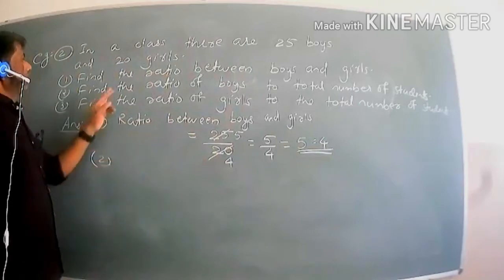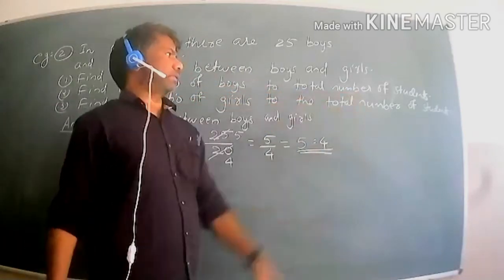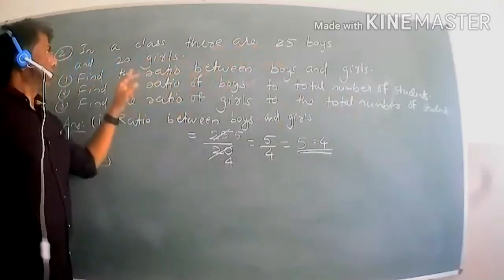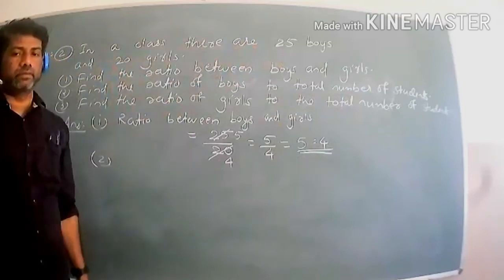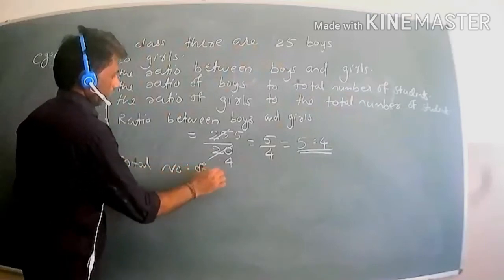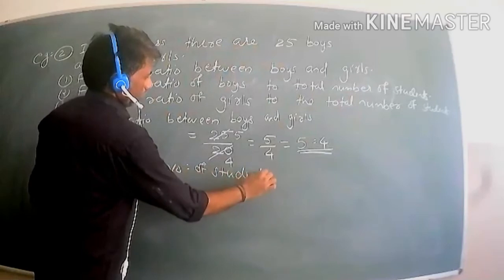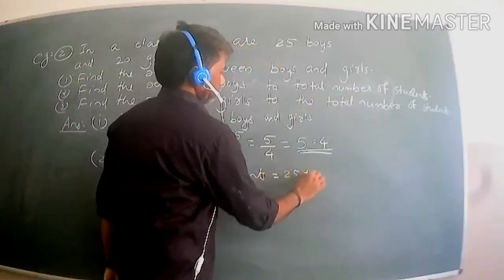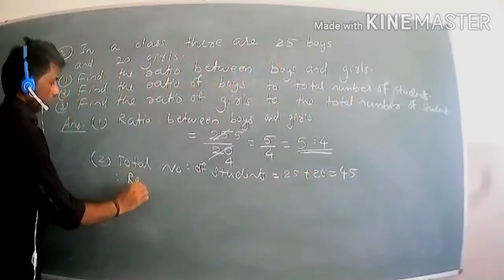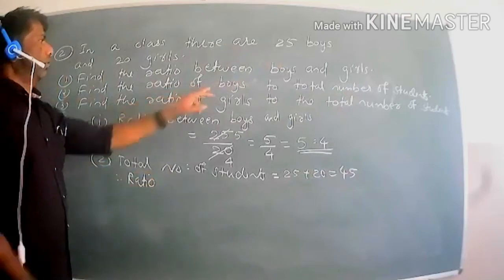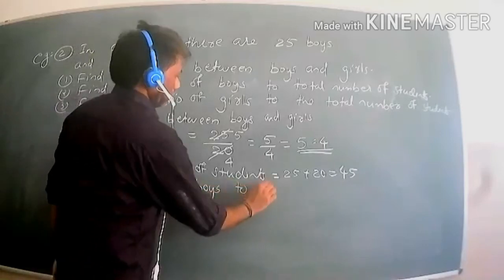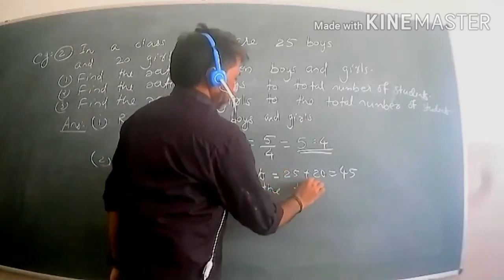Second one is, find the ratio of boys to the total number of students. So before that, you have to find out the total number of students. 25 boys are there, 20 girls are there. 25 plus 20, 45. So total number of students is equal to 25 plus 20 is equal to 45. Therefore, ratio of boys to the total number of students.